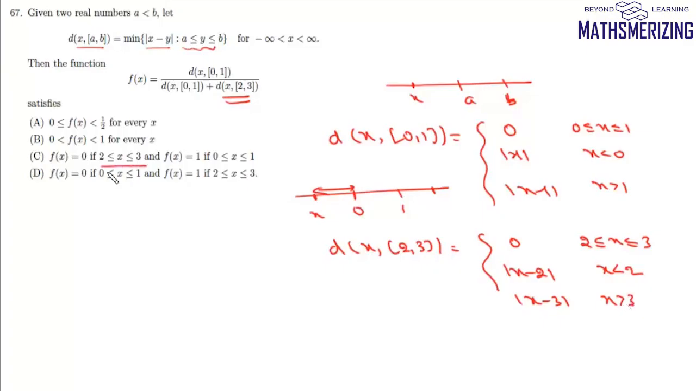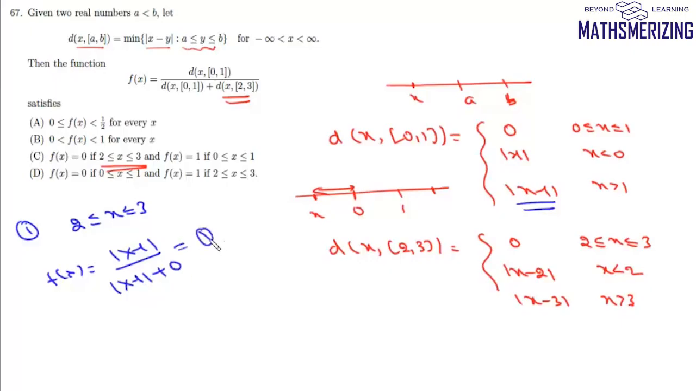Now we'll take the first case, when x lies between 2 and 3. So when x lies between 2 and 3, d(x, [0, 1]) will be mod x minus 1. We can write this function f(x) as mod x minus 1 upon mod x minus 1 plus 0. So this value is 1. So when x lies between 2 and 3, f(x) is 1.